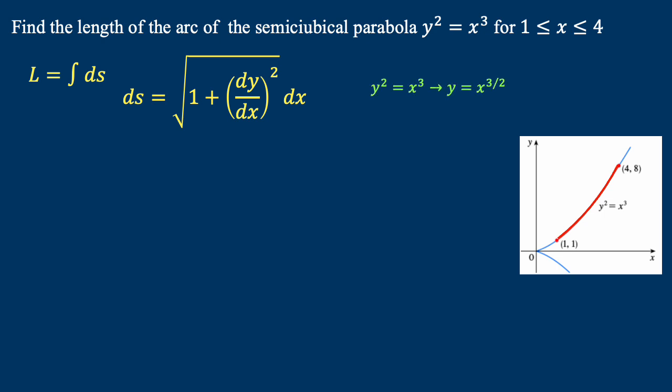Before you find the derivative, we have to solve for y. So y squared equals x cubed, meaning y equals x to the 3/2. Take the derivative with respect to x. That's going to be dy/dx. The power comes down, 3/2, x to the 3/2 minus 1, which is 1/2. The power is 1/2, meaning it is the square root of x.